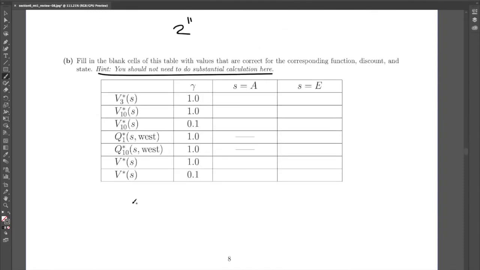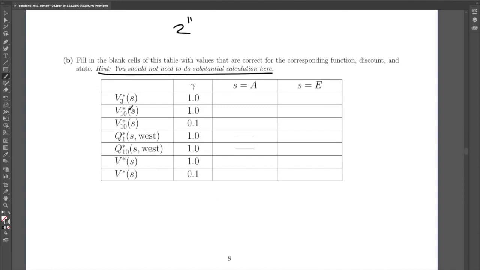Before we start, I think it's useful to revise the definition of what each of these things means. In particular, whenever we have something like V sub K superscript asterisk of a state S, what does this mean? This is a number which is the expected future reward of an agent which is acting optimally starting from state S after K time steps. So I'll just repeat that again.